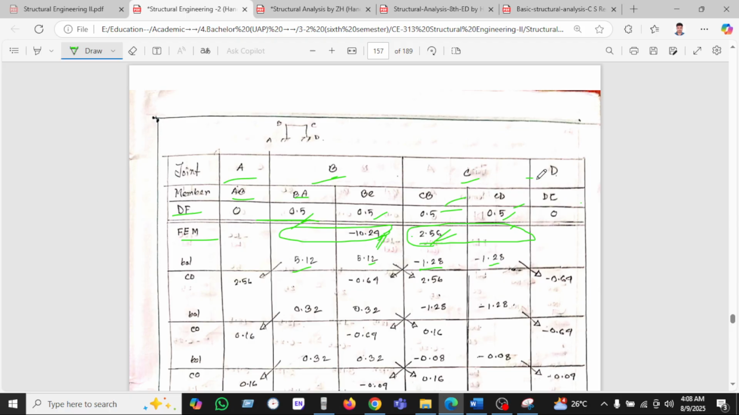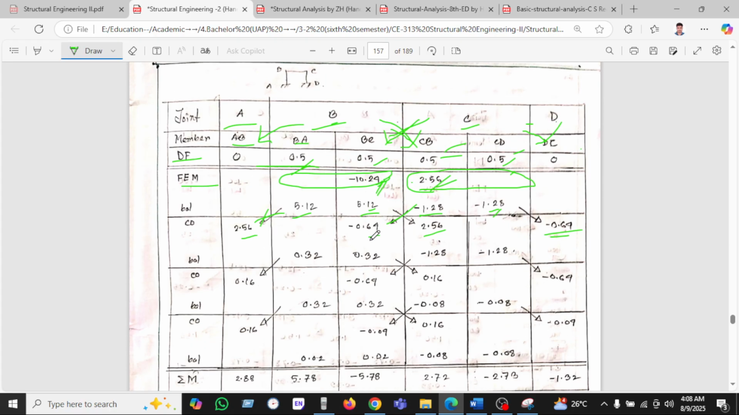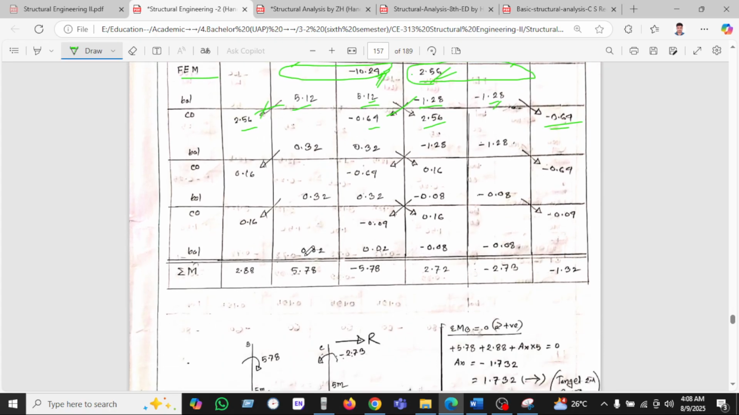And then carry over C to D. This is C to D, and C to B, and B to C. So C to D is 1.25 divided by 2, which is 0.63, and C to B is 1.25. B to C is 5.12 divided by 2, which is 2.56, and B to A is 5.12 divided by 2, which is 2.56. In this case we can calculate all the things, and we stop when the result is close to 0.